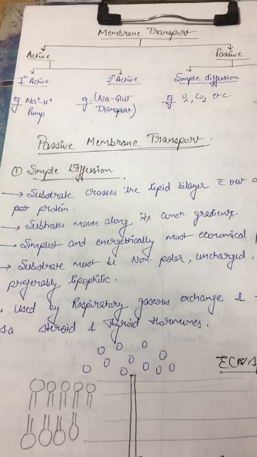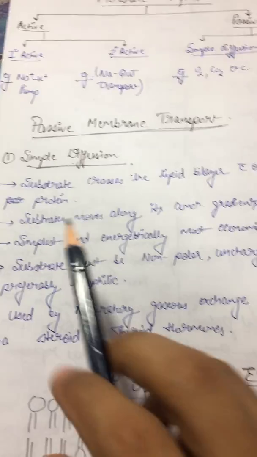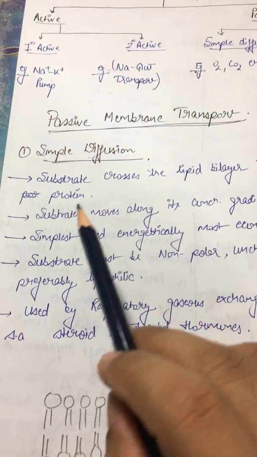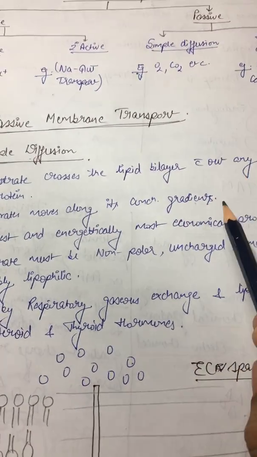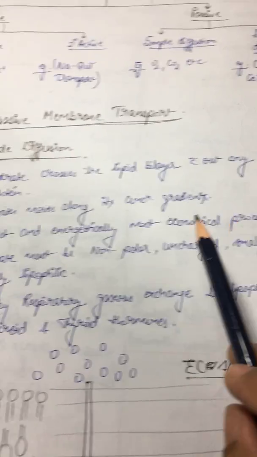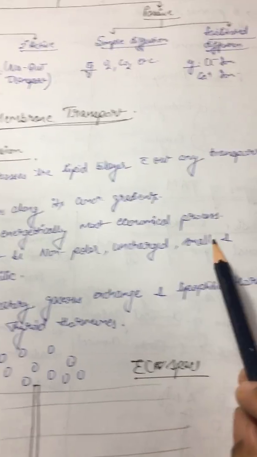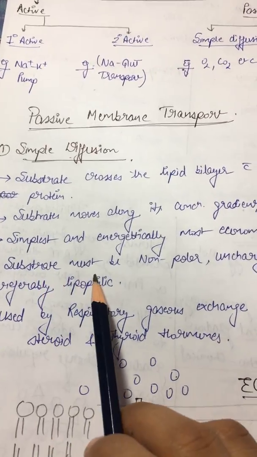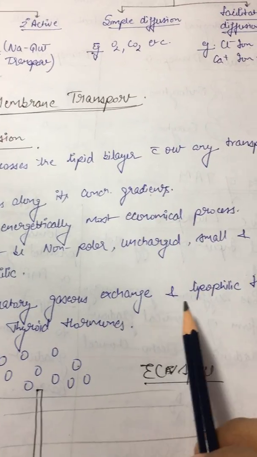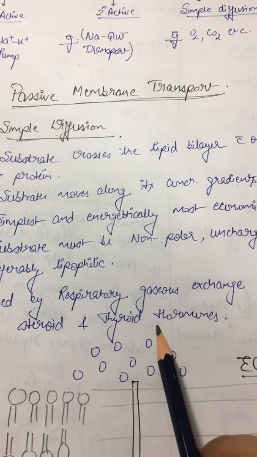So now we will see in detail about the passive membrane transport. Simple diffusion: substrate crosses the lipid bilayer without any transport protein. Substrate moves along its concentration gradient. It is the simplest and energetically most economical process. The substrate must be nonpolar, uncharged, small, and preferably lipophilic. This is used in respiratory gaseous exchange and by lipophilic hormones such as steroid and thyroid hormones.